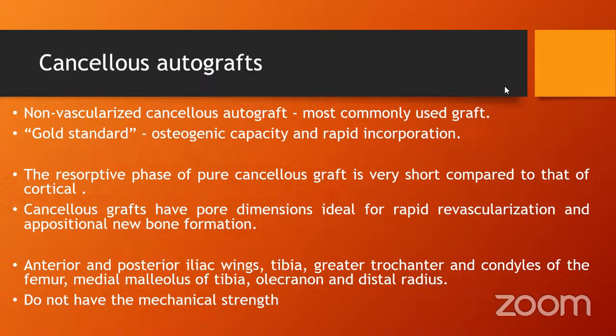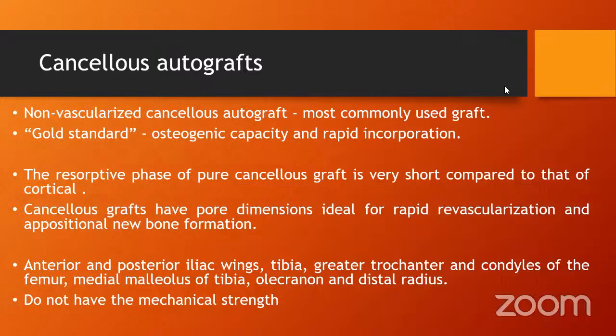And where are these grafts available and where do we harvest them? One is mainly the anterior and posterior superior iliac spine. These are the two most common sites where we harvest cancellous autografts. Others are the proximal tibia, especially the metaphyseal region, the greater trochanter and condyles of the femur, medial malleolus, olecranon and distal radius.